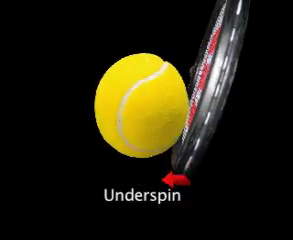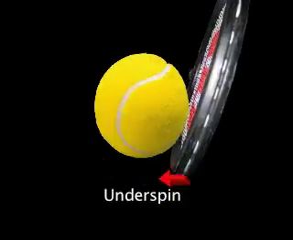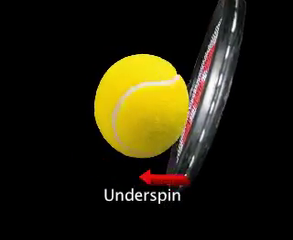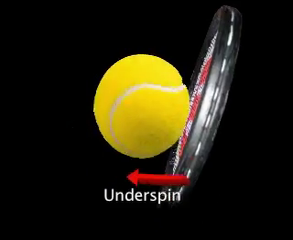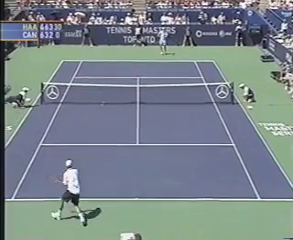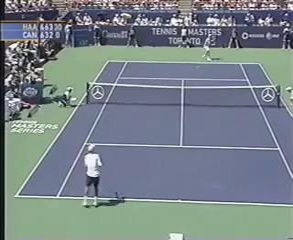With underspin, the ball rotates opposite to the direction it travels. Underspin is produced when the racket angle is slightly open and the racket's path is high to low. Its main characteristic is to make the ball glide through the air longer.